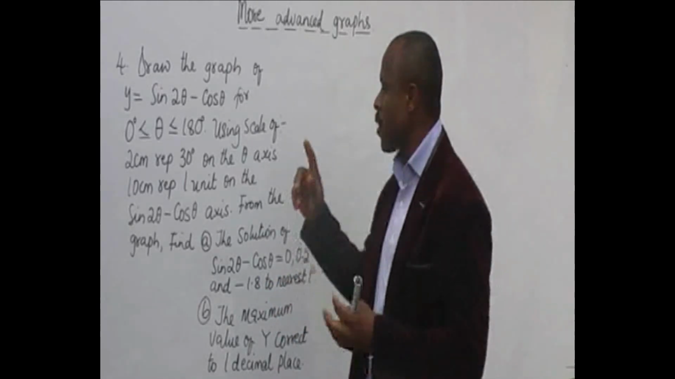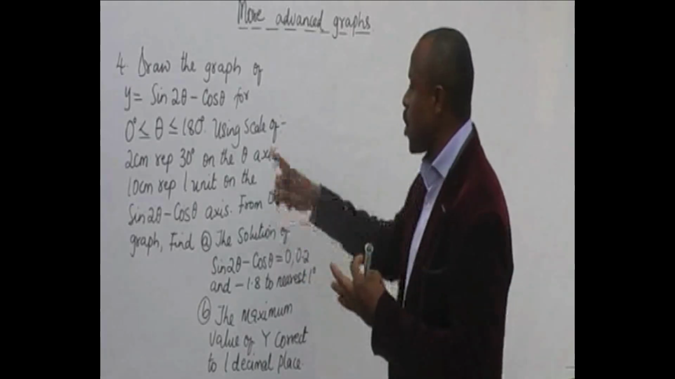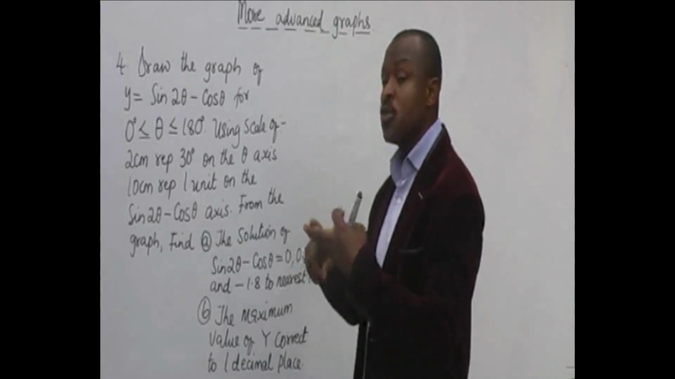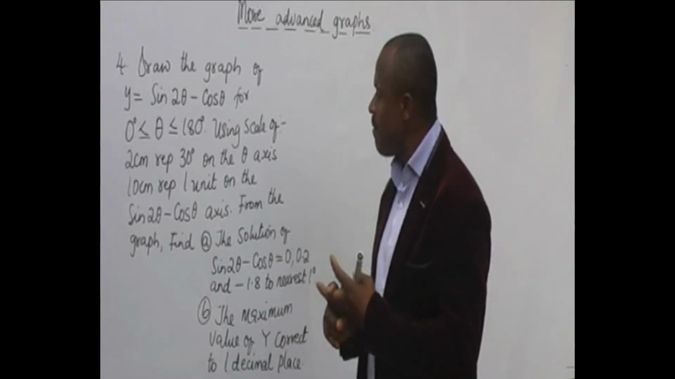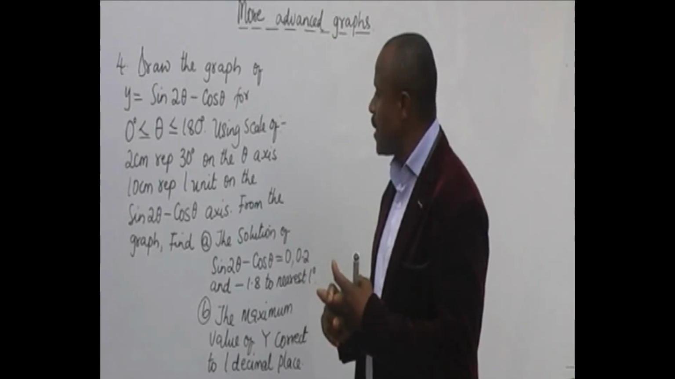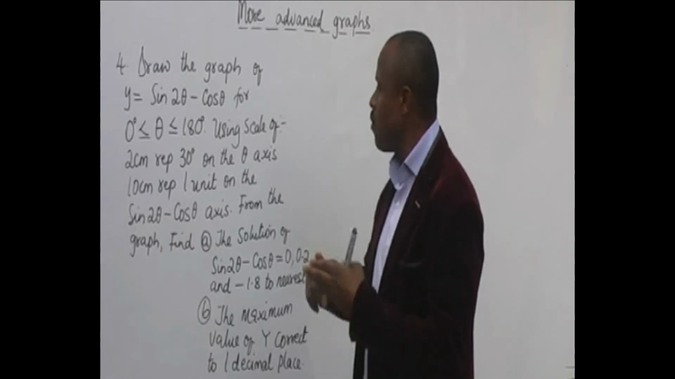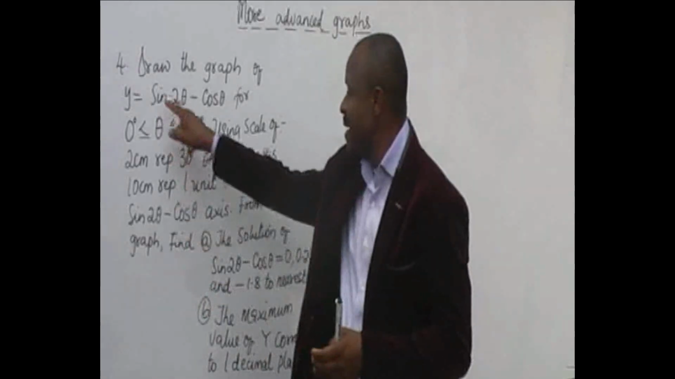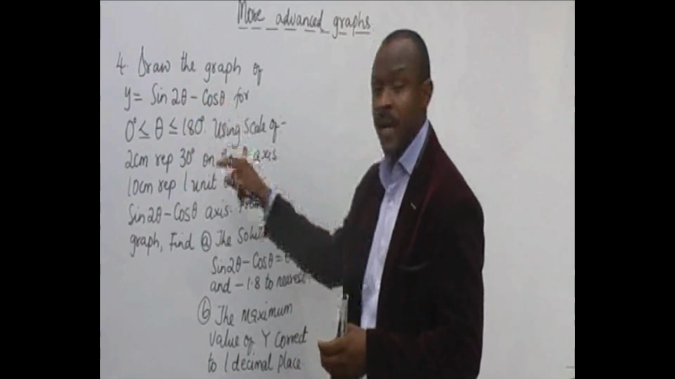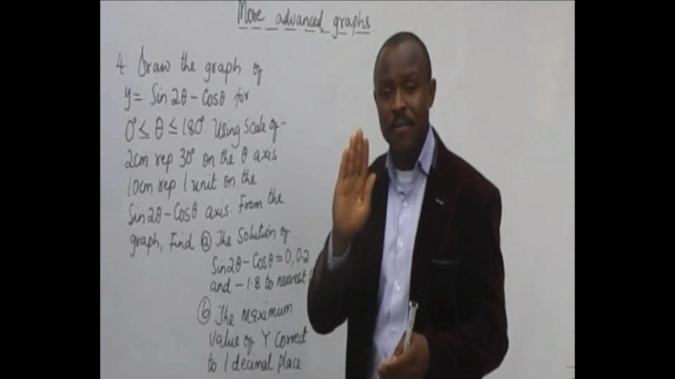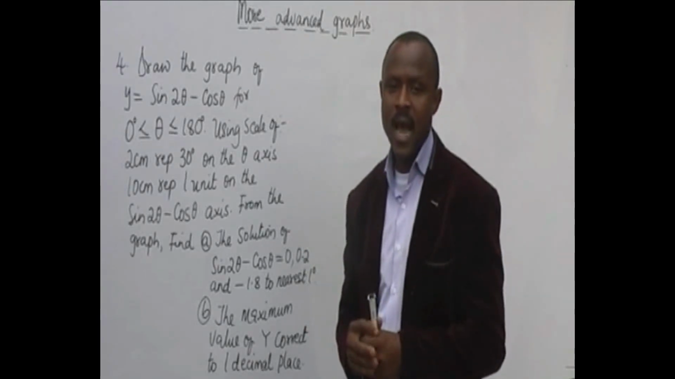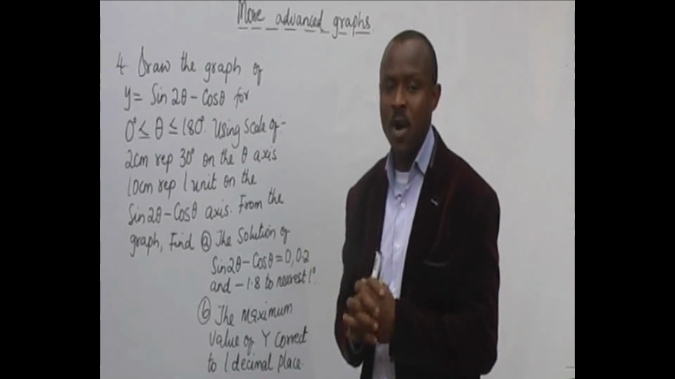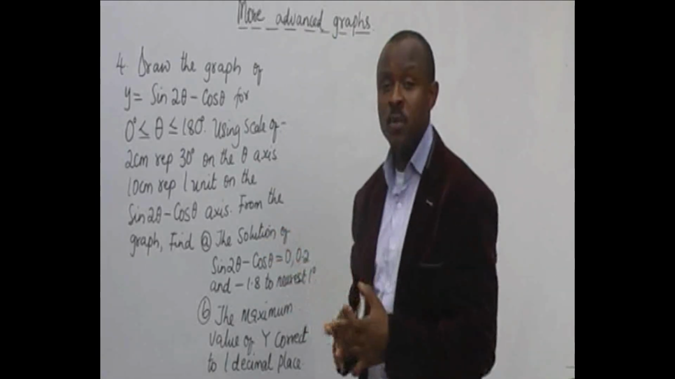We have the column for theta, the column for cosine theta, the column for 2 theta, and there will be a column for sine 2 theta, then the final column of sine 2 theta minus cos theta. So we are talking of 5 columns, and in those 5 columns we are going to have the extract of what we use to plot the graph.